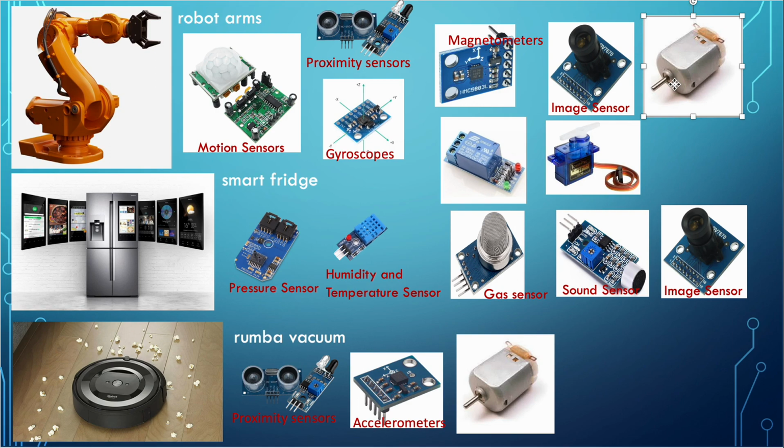But again, these robot arms, if they have sensors, if they have motors, that means they will also possess processing power as well.